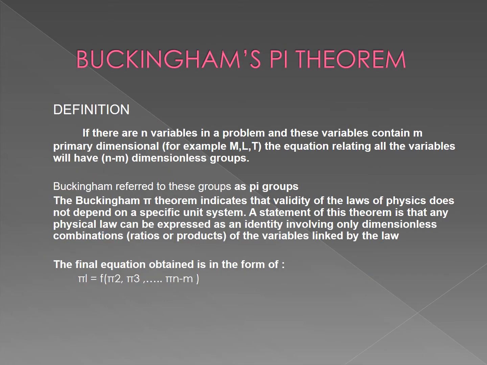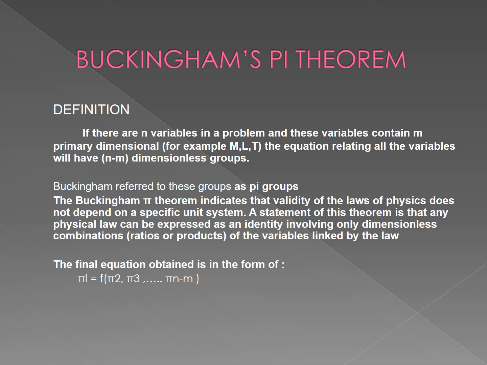Buckingham's pi theorem definition: if there are n variables in a problem and these variables contain m primary dimensions, for example mass, length or time, the equation relating all the variables will have n minus m dimensionless groups. Buckingham referred to these groups as pi groups.